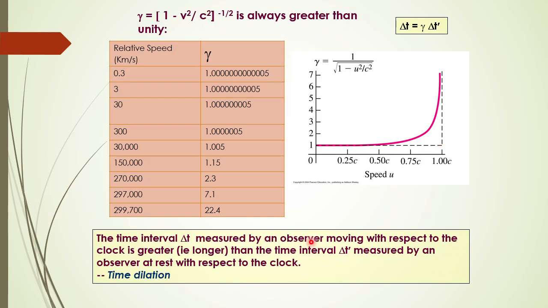The time interval measured by an observer moving with respect to a clock is greater than the time interval measured by an observer at rest with respect to the clock. So this effect is called time dilation. This is called moving clocks run slow.